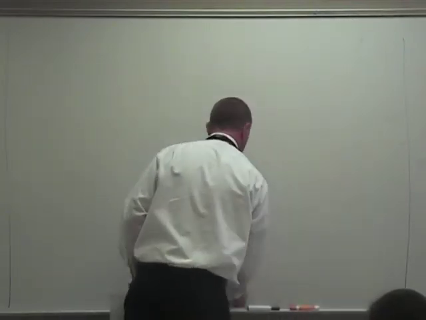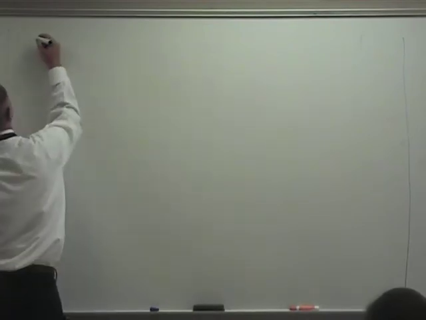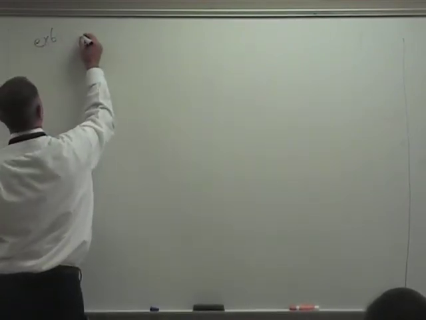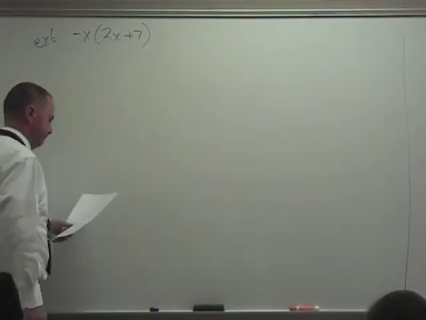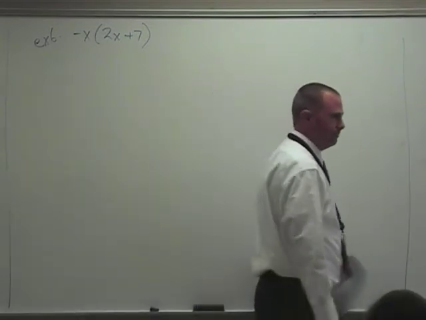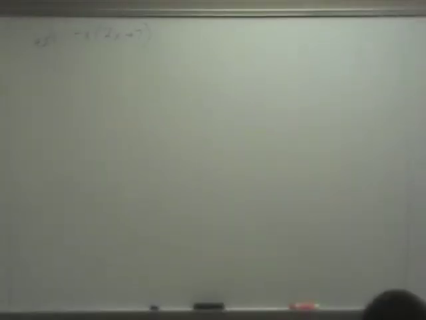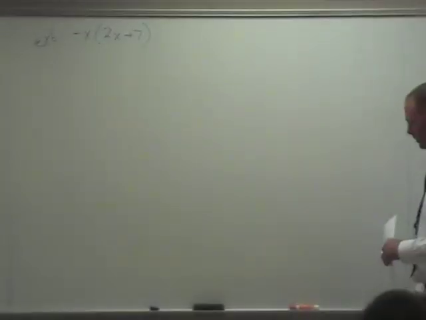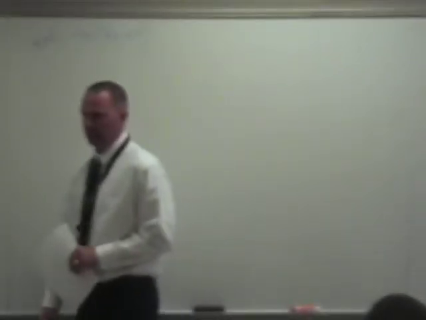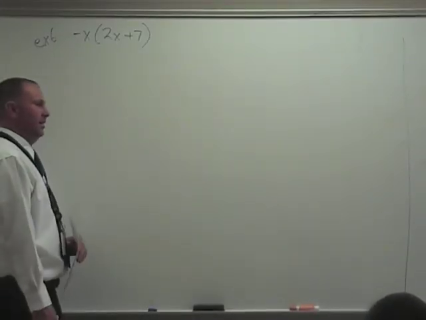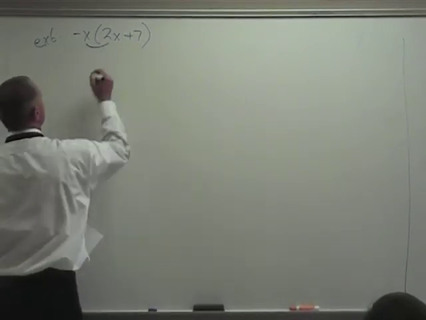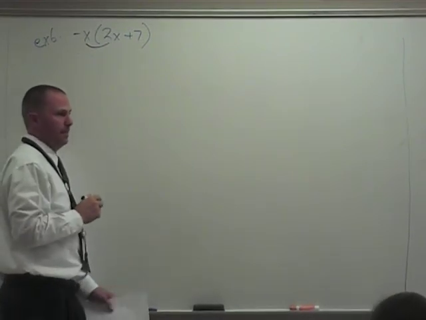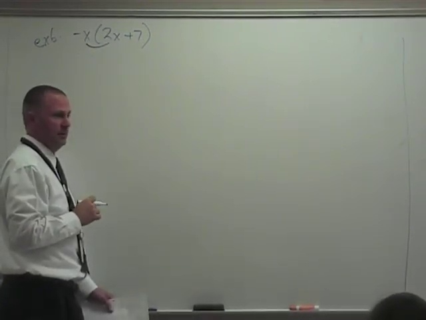Example 6. Negative x times the quantity 2x plus 7. A little more difficult. 10 seconds. And 8. Negative 2x squared plus. Why is it negative? Because x is negative. X isn't negative. You're right.